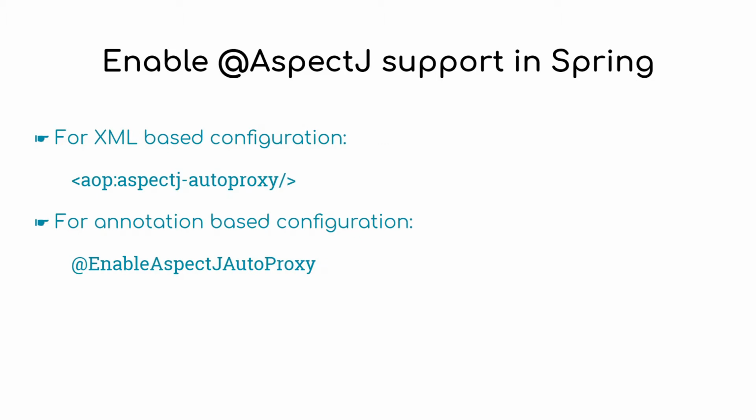In this lecture, we are going to talk about the configurations required in order to implement AspectJ in Spring. If we are using XML based configuration, then we have to enable AspectJ auto proxy from the AOP namespace. If we are using annotation based configuration, then we have to put.